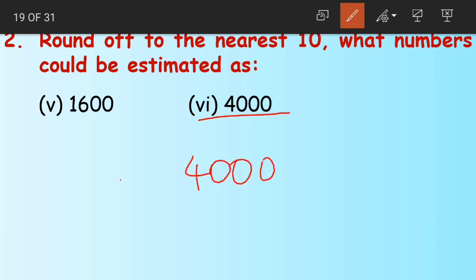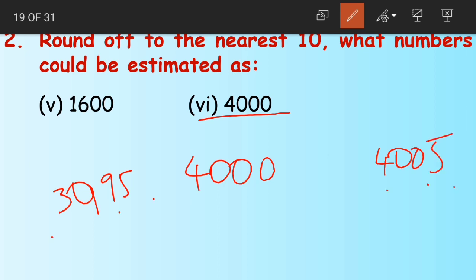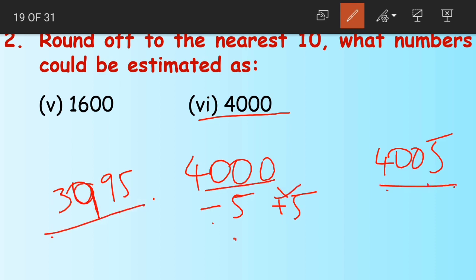Now this 4000 falls between 3995 and 4005. Am I right, class? Yes, 3995 and 4005. Or simply you can subtract 5 and then add 5 to the given number. Yes, 4000 minus 5 becomes 3995. 4000 plus 5 becomes 4005.